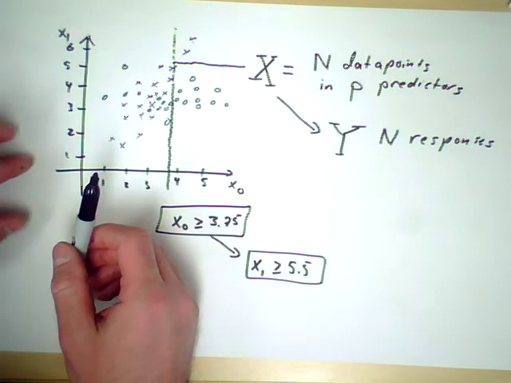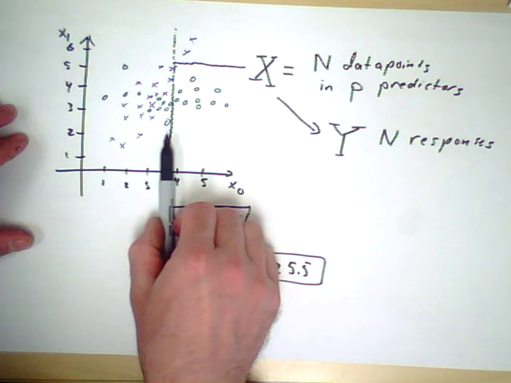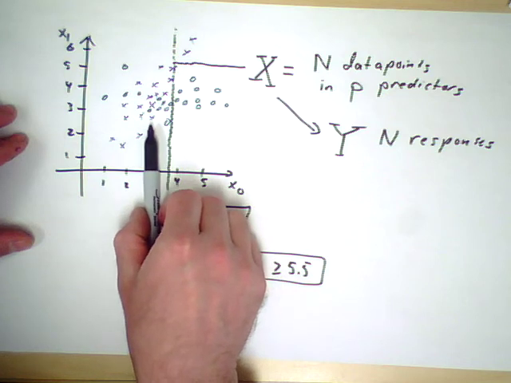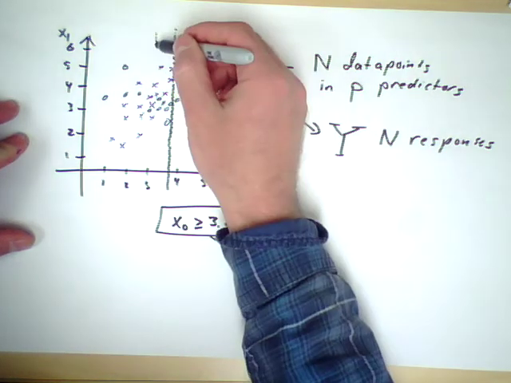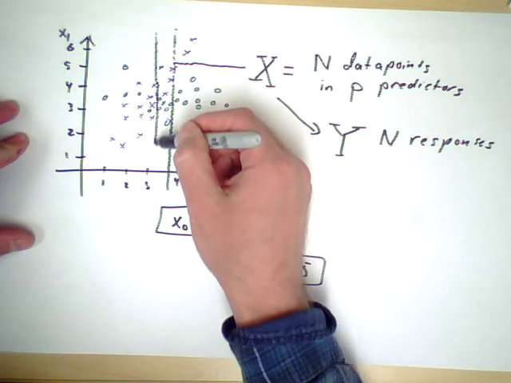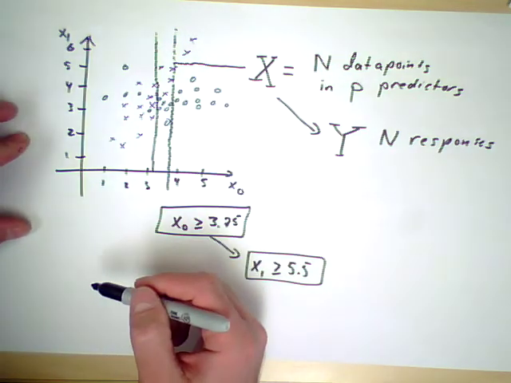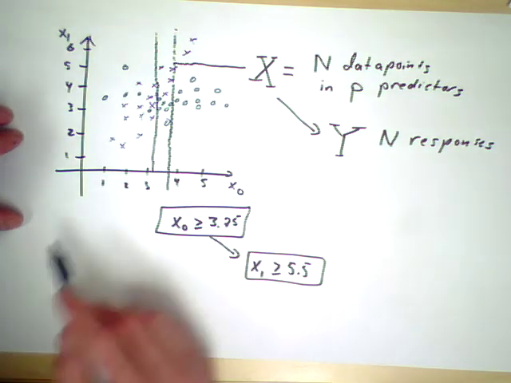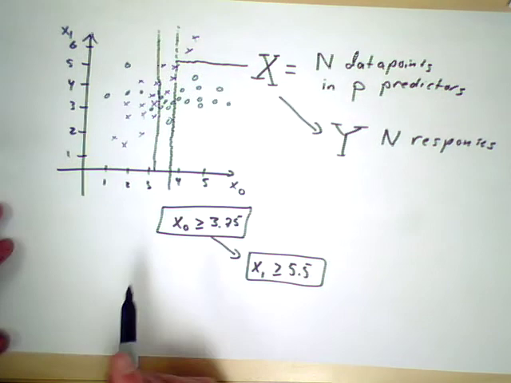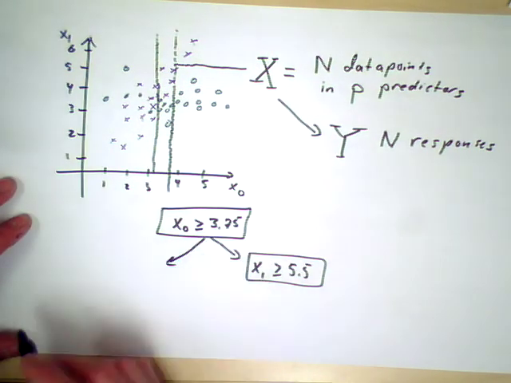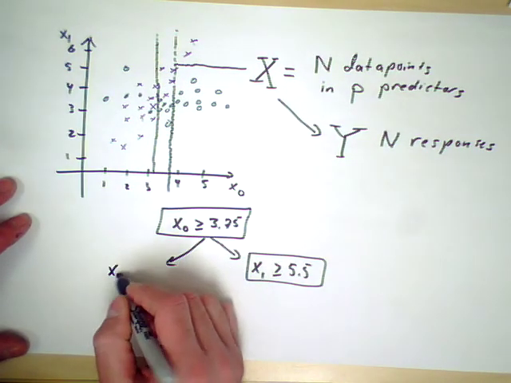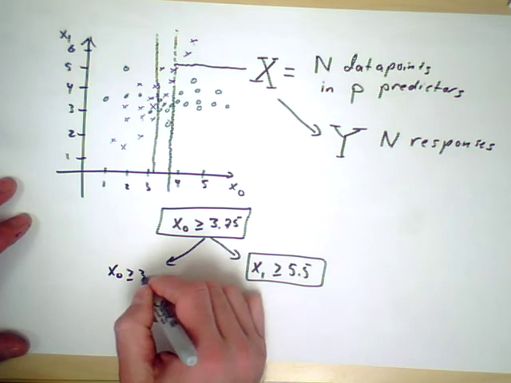Ooh, this one's a lot trickier. Let's see. Maybe the best we can do is cut it this way to get those green ones clustered a little bit. So this side's slightly more purple and that side's slightly more green. So if we're to the left, then we'll make another cutoff, which is x0 bigger than or equal to 3.25.